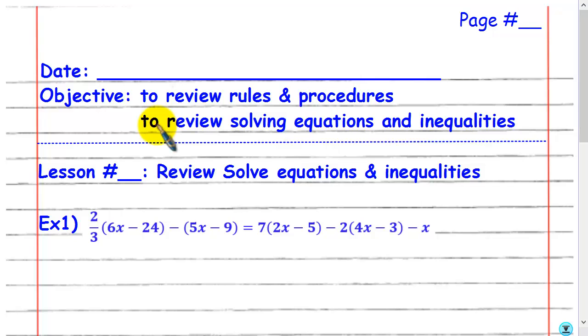Hello. The lesson today, the objective is to review solving equations and inequalities. So the title of the lesson is Review, Solve Equations and Inequalities. We're going to start by solving this equation here.